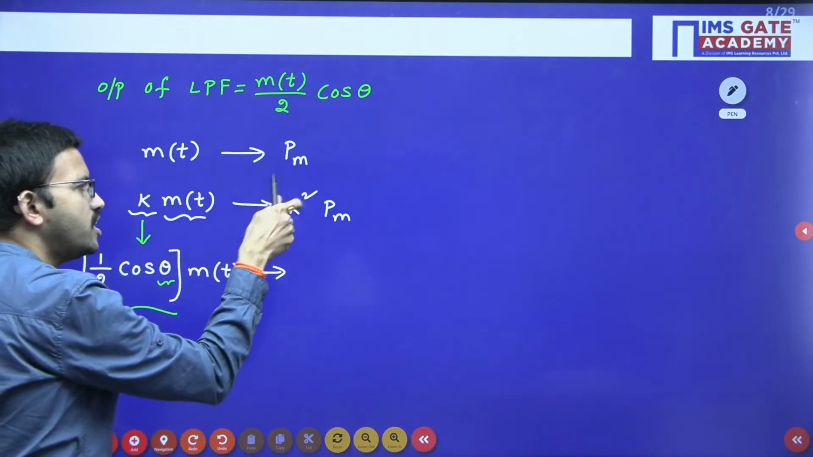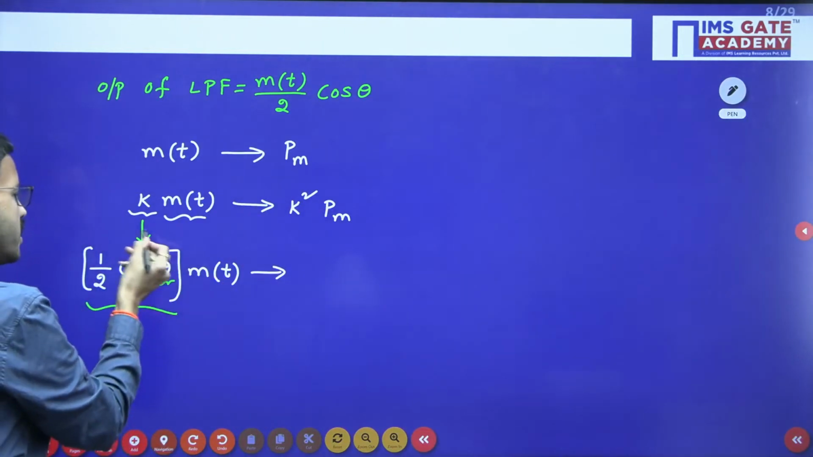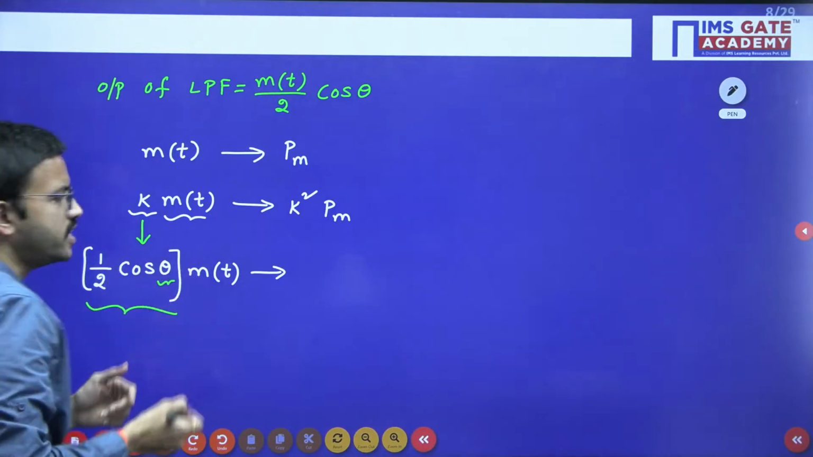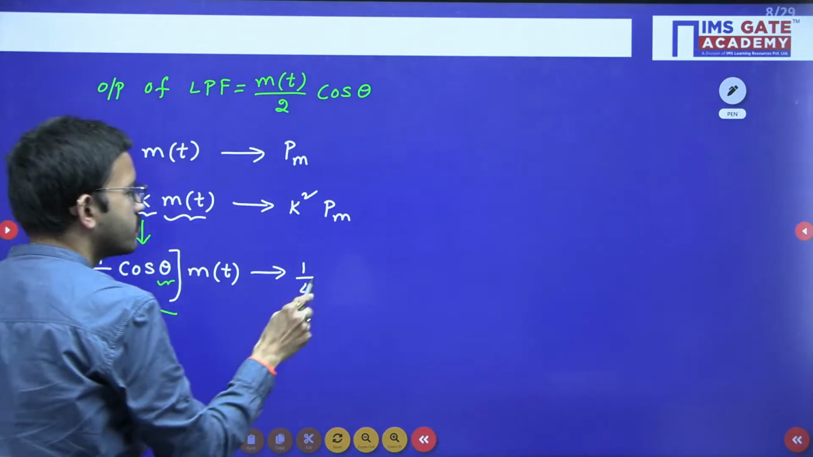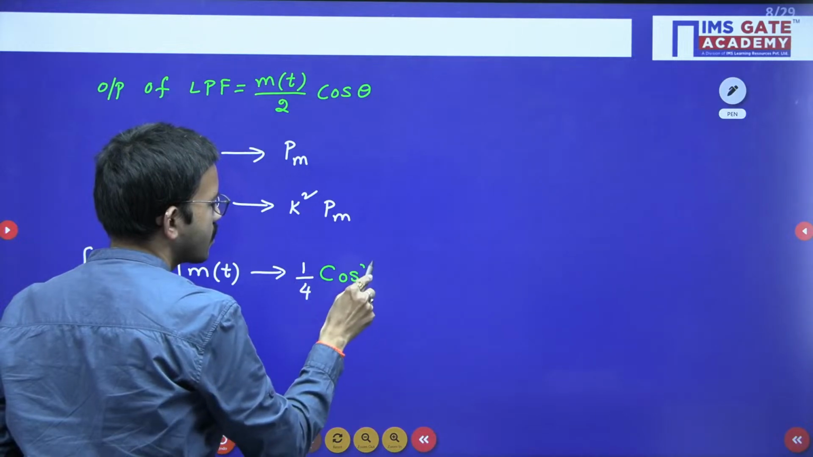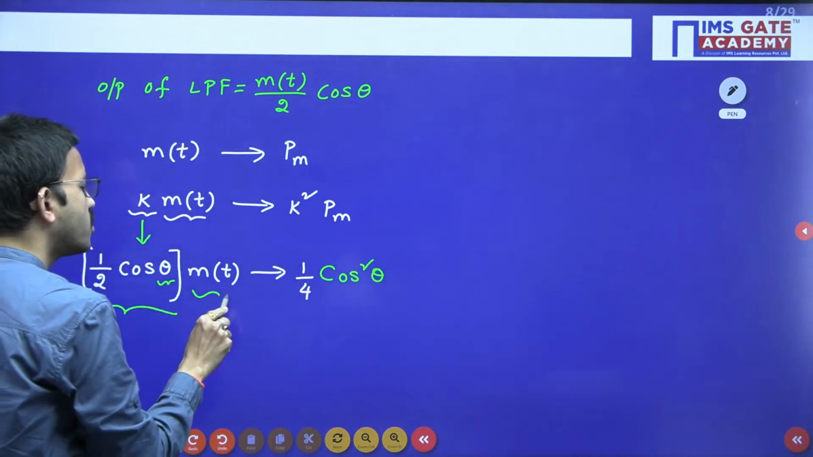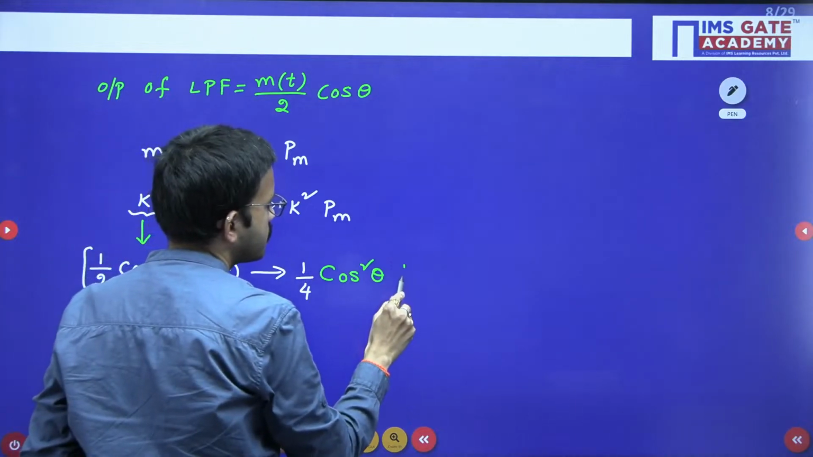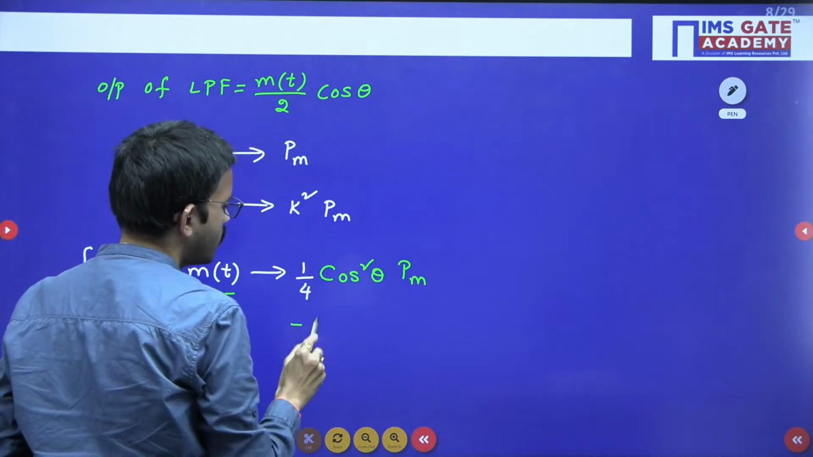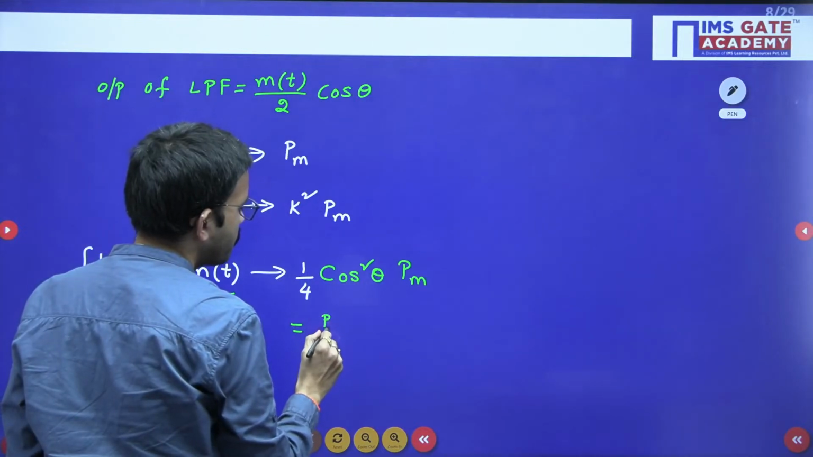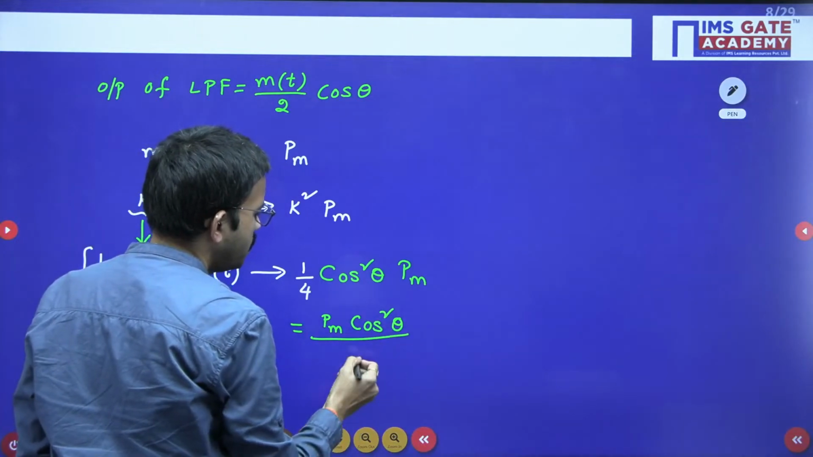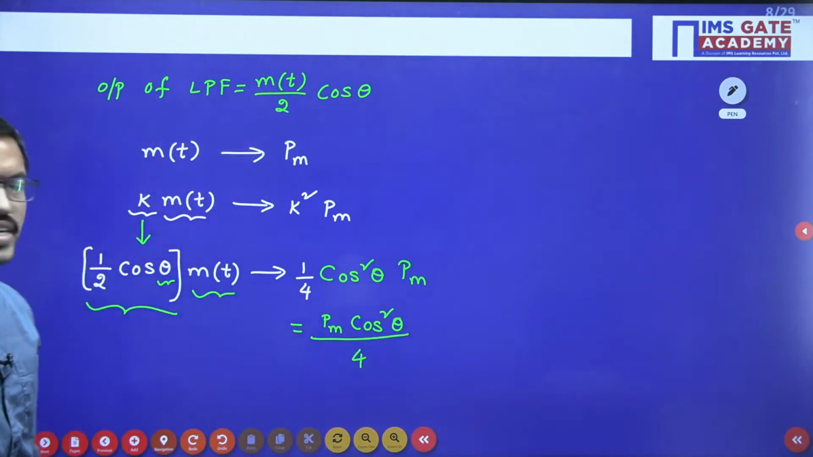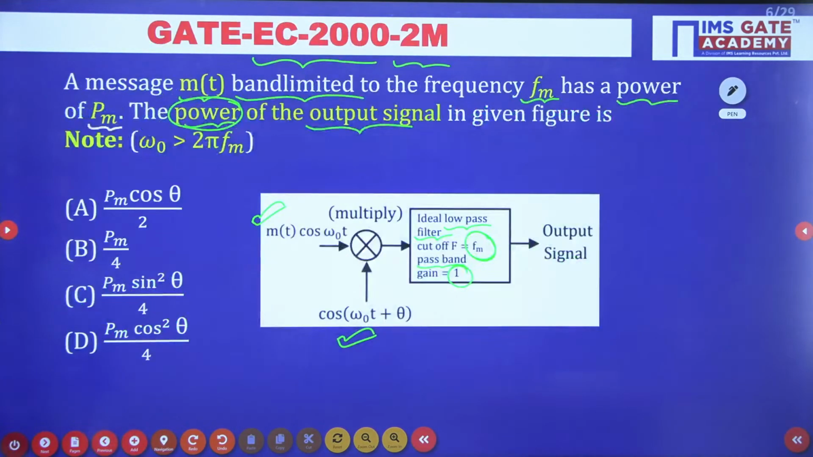So that means k square into Pm. Whatever the constant you are having, just perform square of that. So 1 by 2 whole square is nothing but 1 by 4, and cos theta whole square is cos square theta. And regarding the modulating signal, the power is Pm. So you can represent this as Pm cos square theta divided by 4. Now you can choose the correct option. Pm cos square theta by 4, yes, option D is the correct one.